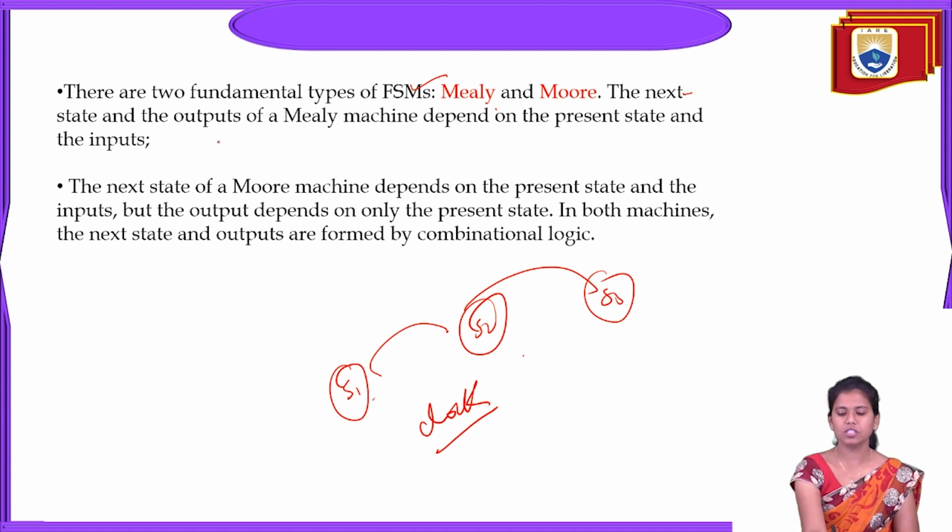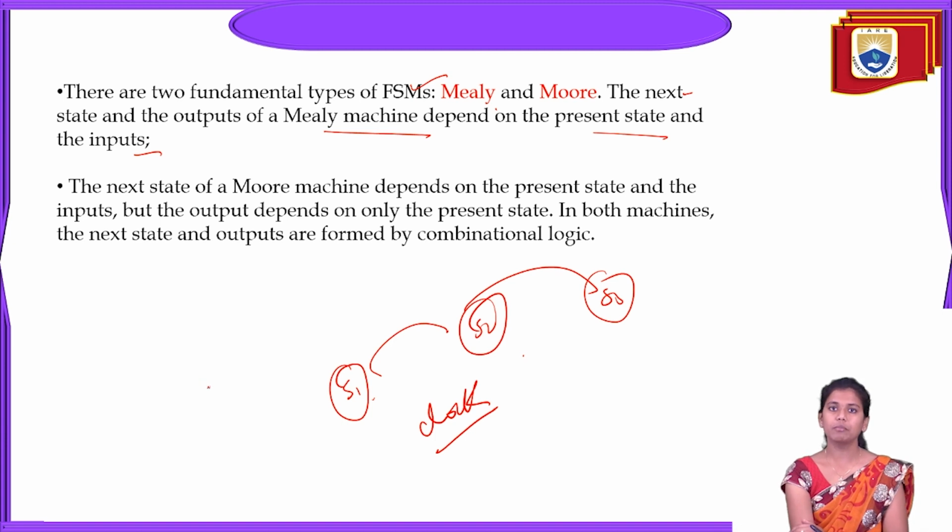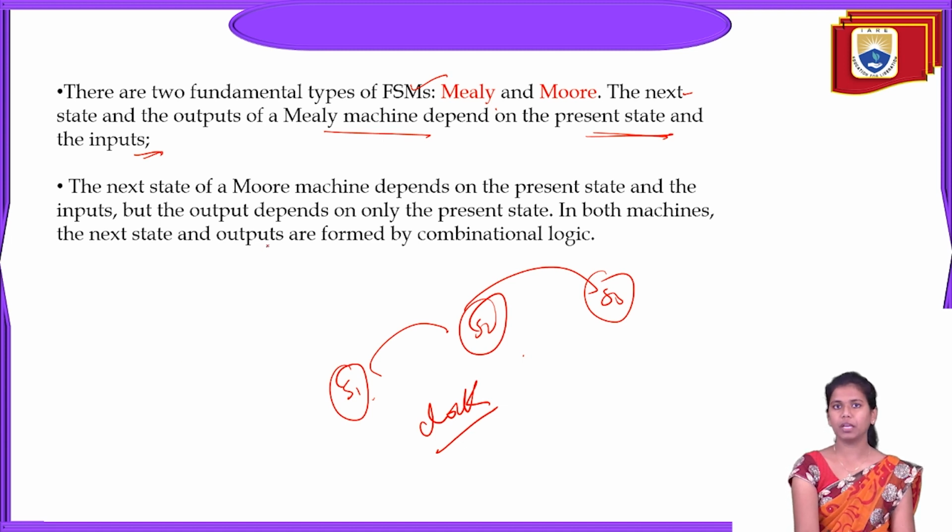So the next state and the output of Mealy machines depend on the present state and the input. Here, as a gist, you can consider that the output of the Mealy machine depends only on the present state and the present input. And the next state of Mealy machines also depends only on the present state and the present input, right?